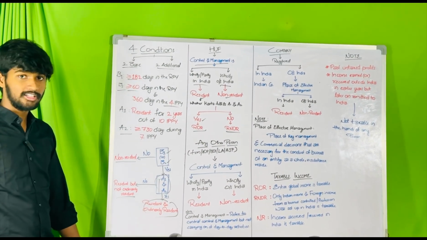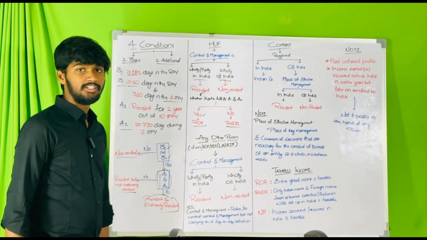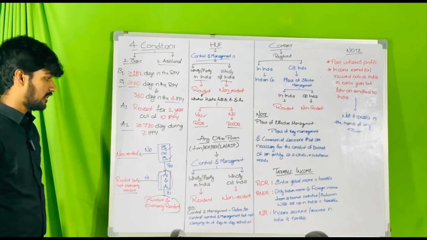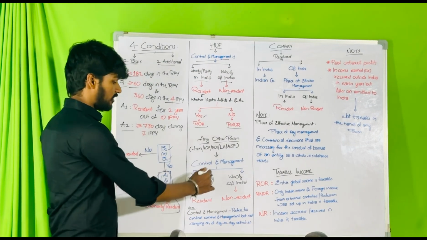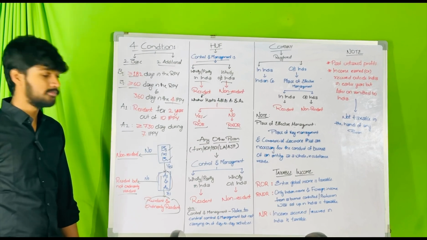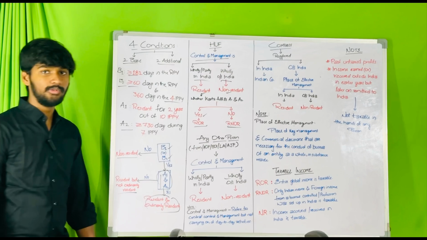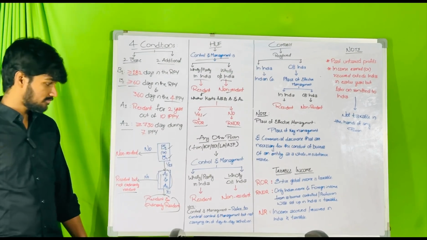So coming to any other person, either it is a firm, AOP, BOI, AJP, local authority, like this. If the control and management is wholly or partly in India, then it is considered to be resident in India. If the control and management is wholly outside India, then it is considered to be non-resident.